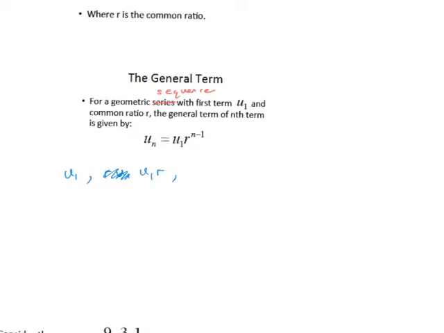What would the next one be then? Hands up, think about it. Alyssa? U1 times... close. You're timesing. What's R times R? R squared. So U1R squared. What would the next one be? Beautiful. Give me one more. Beautiful.